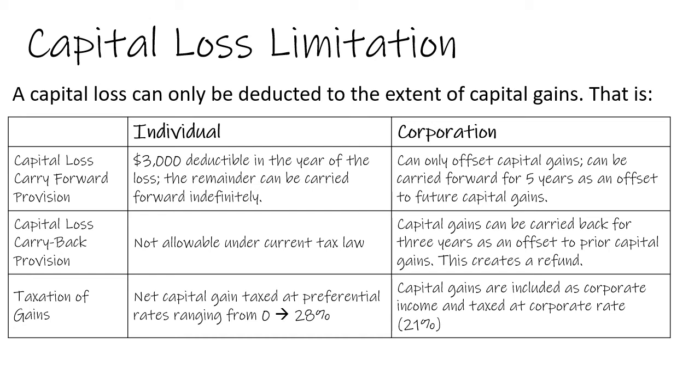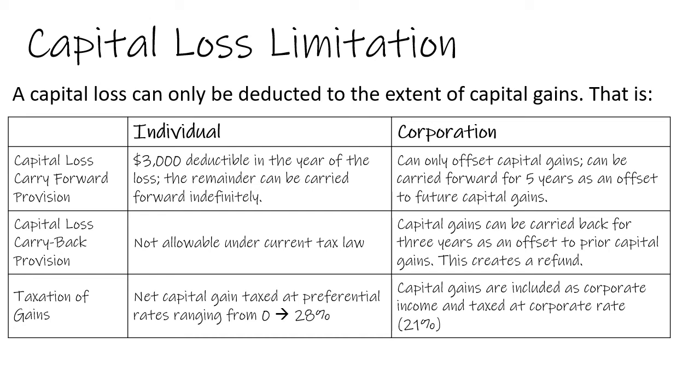The treatment of capital gains varies based on whether you're an individual or a corporation. For an individual, you can deduct $3,000 in the year that you incurred a capital loss. Any additional losses can be carried forward indefinitely to offset future capital gains.